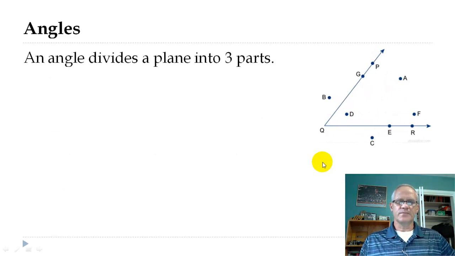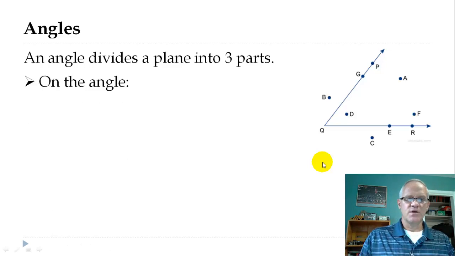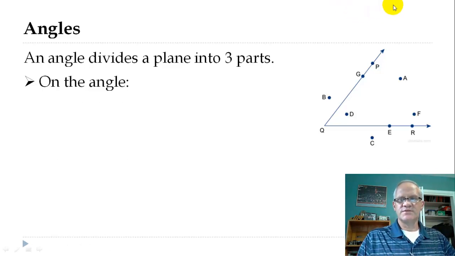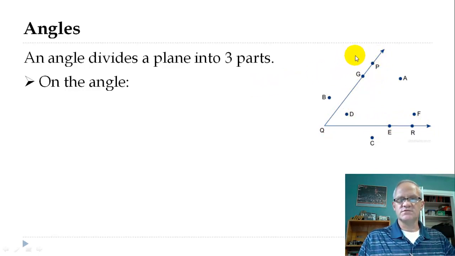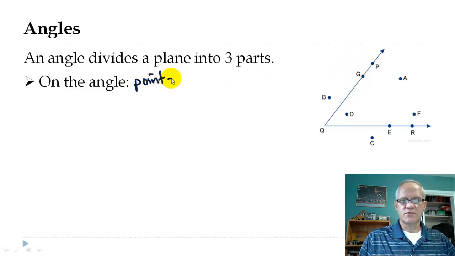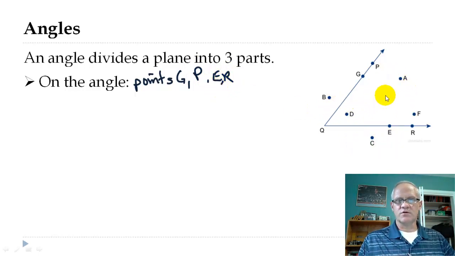Okay, angles divide a plane into 3 parts. First of all, one part is on the angle. So right on the ray on each side of this angle, that is considered on the angle. What points that are listed here are on the angle? Well, G and P. So we have points G, P, what else? E and R, right? So points G, P, E and R are all on the angle.